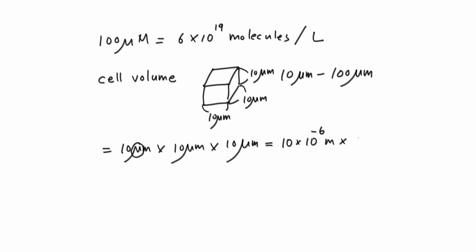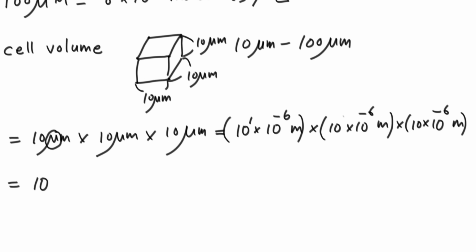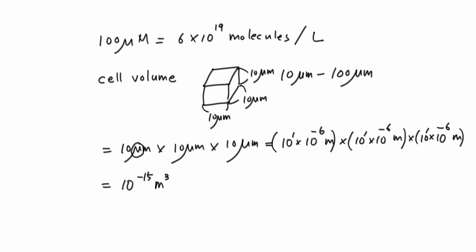because of this micro symbol. Meter times 10 times 10 to the negative 6 meter. Let me put parentheses just to make things more clear. Times 10 times 10 to the negative 6 meter, which is equal to 10. So this is 1, this is 1, this is 1. If you add all these exponents, we get negative 15, right? And our unit is cubic meter. So that's 1 cell volume, 10 to the power of negative 15 cubic meter.